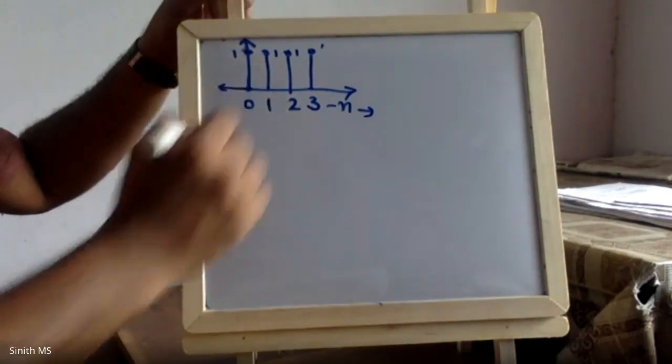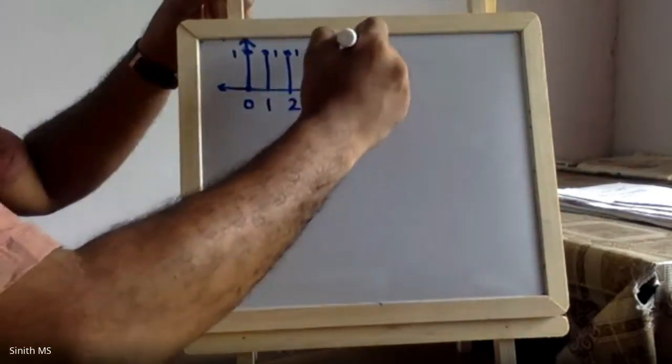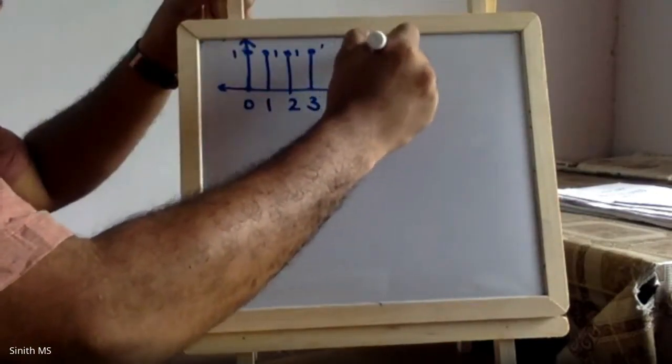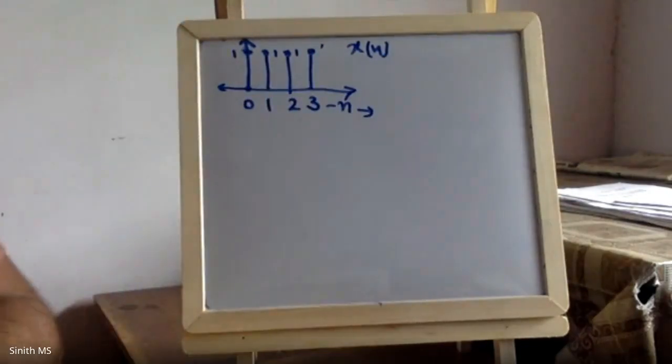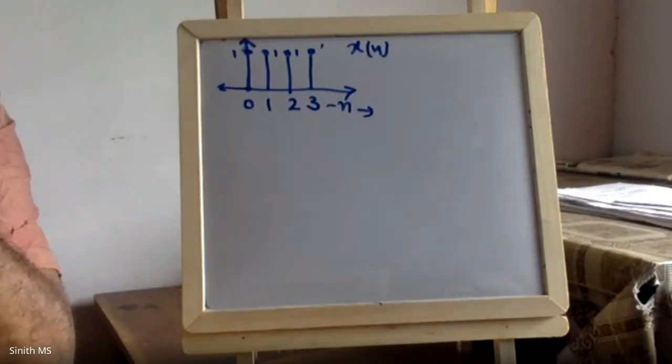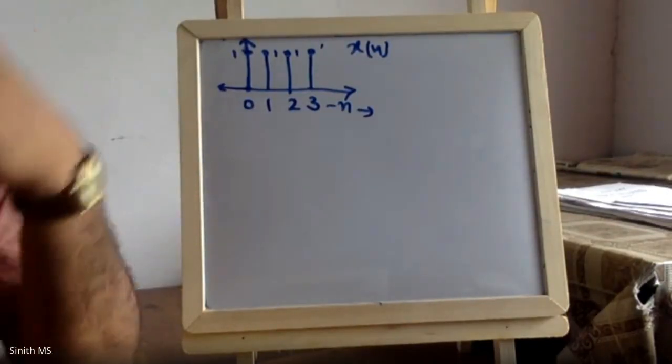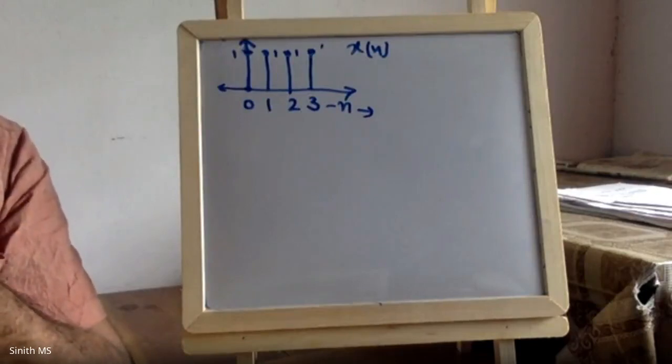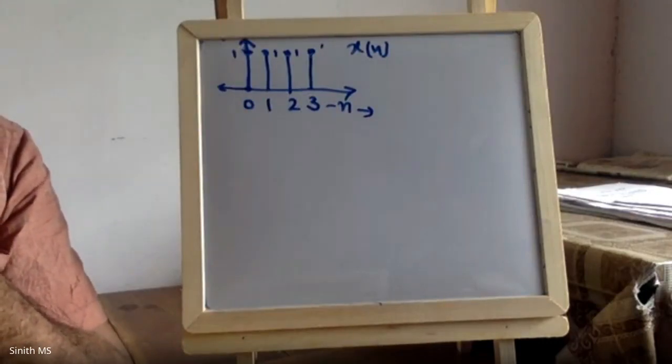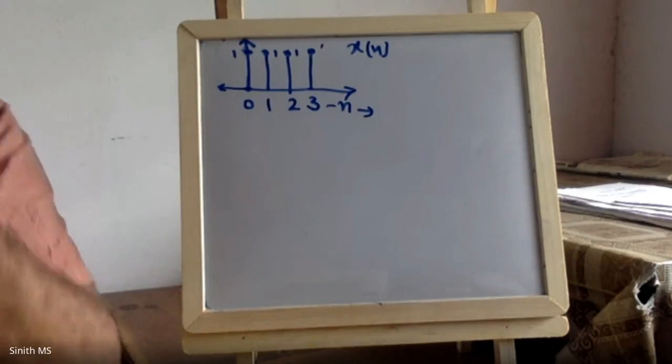Then how can you represent this signal? Say suppose this is x[n]. Can you try to write it in terms of u[n]? How will you write it in terms of u[n]? Can one of you unmute and tell how you write this discrete signal in terms of u[n]?